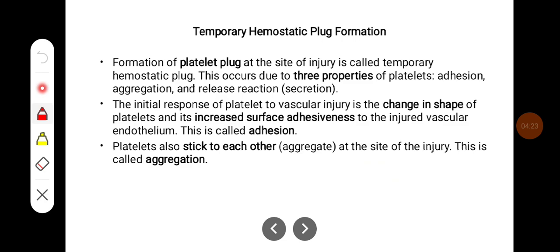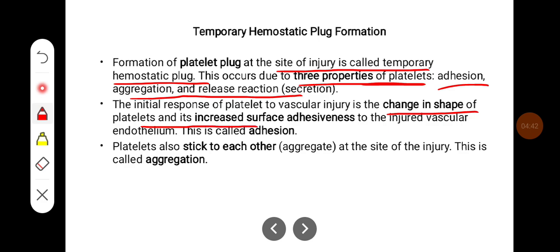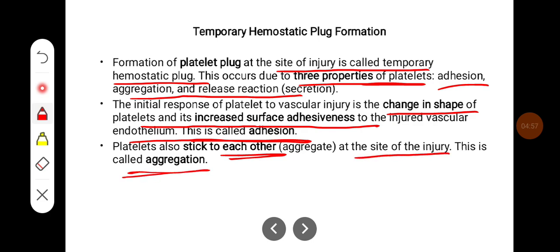Formation of the platelet plug at the site of injury is called formation of the temporary hemostatic plug. This occurs due to the three properties of platelets, that is adhesion, aggregation, and release reaction, that is secretion. The initial response of platelets to vascular injury is the change in the shape of platelets and their increased surface adhesiveness to the injured vascular endothelium. This process is called adhesion. Platelets also stick to each other, that is aggregation, at the site of injury. So this is called aggregation.